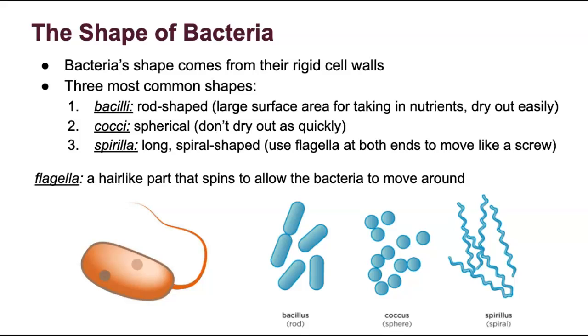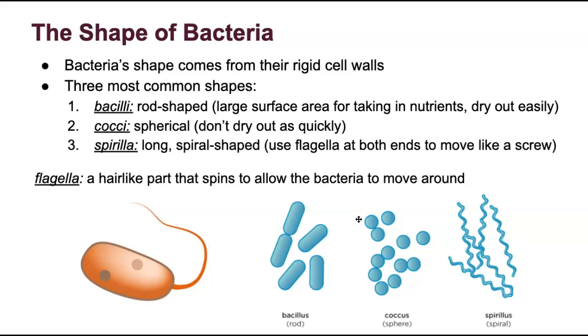Bacteria's shape comes from the fact that they have rigid cell walls. Now, the cell walls in bacteria are a little different than the cell walls in plants. For starters, they're made from a totally different substance. The three most common shapes of bacteria that we'll see are bacilli. These are also sometimes called rod-shaped bacteria. And they have a large surface area, which is really great when it comes to taking in nutrients, but it means that they can dry out quickly, so that impacts the environments that they can live in.